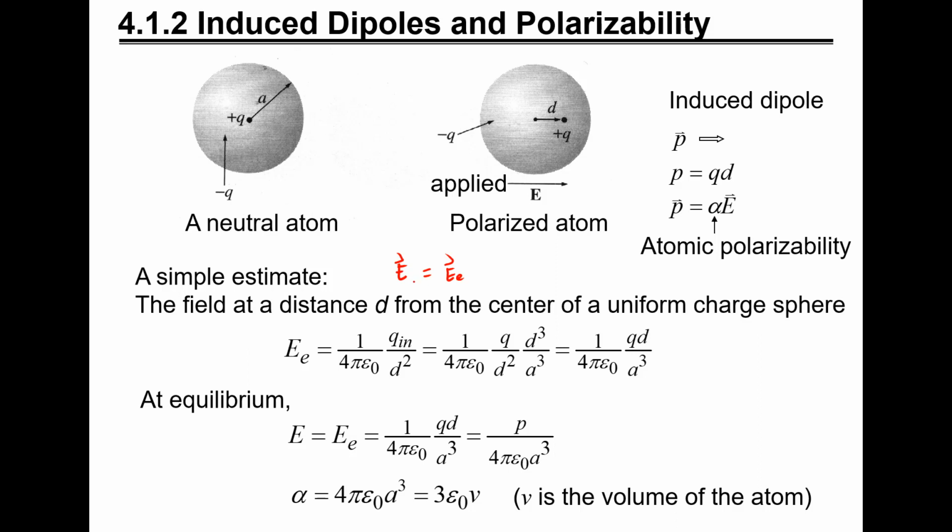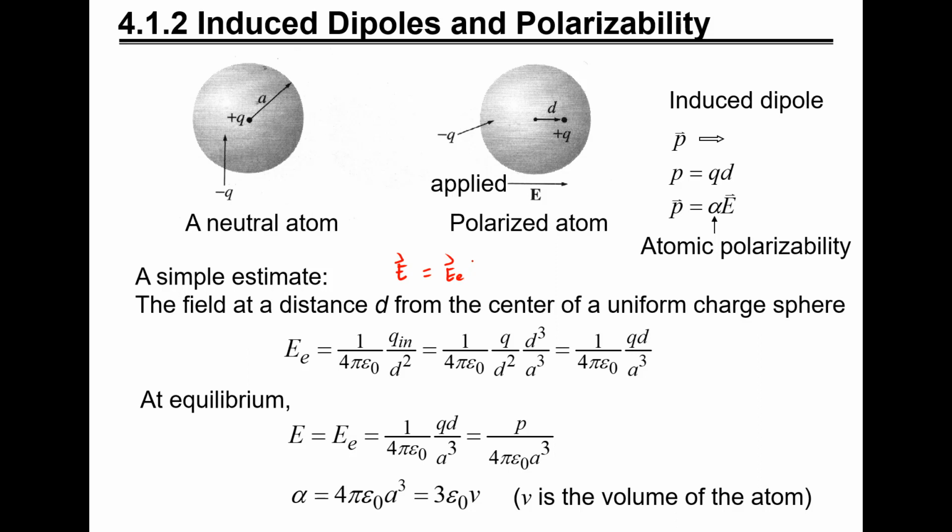So that is E is equal to E sub E, where E sub E is the field produced by the electron cloud. So again, there are two fields here. One is the applied electric field. We can call this the external field equal to E. And then we have here E sub E, which is due to the electron cloud.